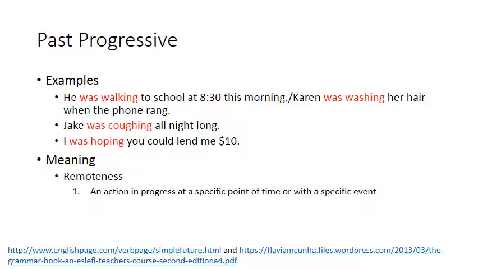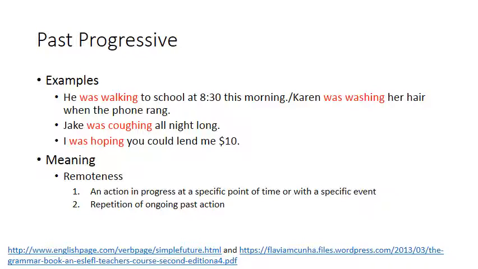The second one, Karen was washing her hair when the phone rang, is the same thing, except instead of a specific point in time, like 8:30, it's at a specific event when the phone rang. So what this means is that Karen started washing her hair before the phone rang. She was still washing her hair, at least for a little bit, after the phone rang. And at the exact point when the phone rang, she was washing her hair.